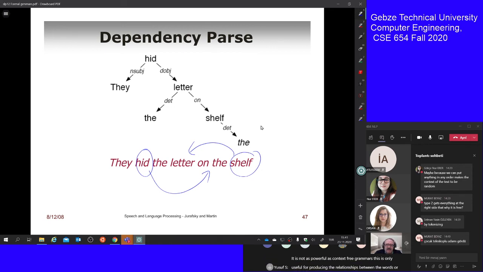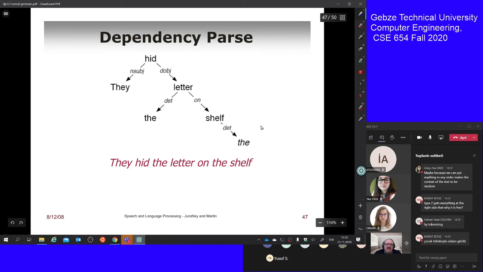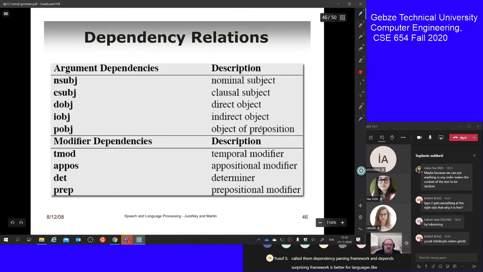So what good is that? It is good to find the relationship. It is good for machine translation. It is good for question answering. It is good for those kinds of applications. It is not as powerful as context-free grammars, but still we use it in many places like the context-free grammars, and we call them the dependency parsing framework. And the dependency parsing framework is better for languages like Turkish.